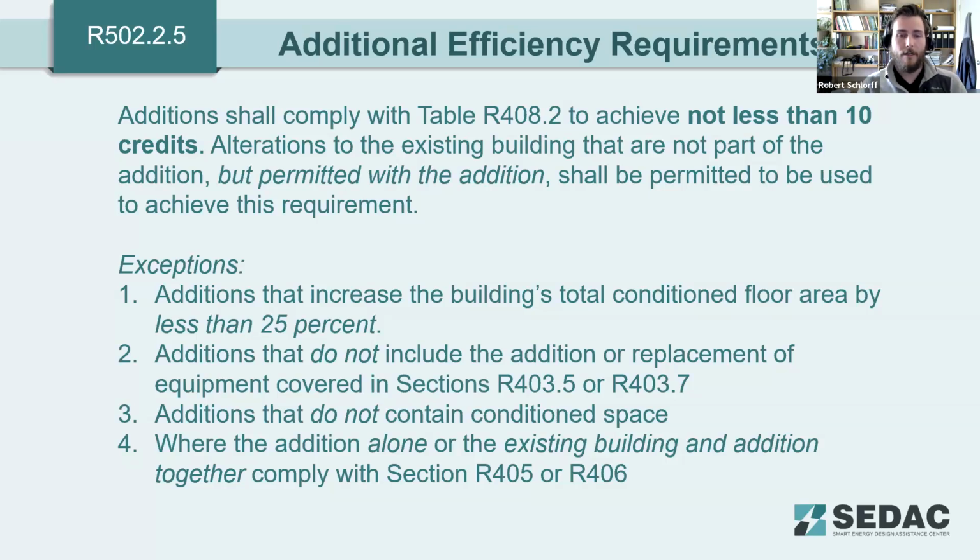There are some exceptions there. Additions that increase the building total conditioned floor area by less than 25%, additions that do not include the addition or replacement of equipment covered in a couple of the system sections there, additions that do not contain conditioned space, and where the addition alone or the existing building and addition together comply with section R405 or R406. So if you're following the performance pathway or the ERI pathway, then you also do not need to achieve these additional efficiency credits.